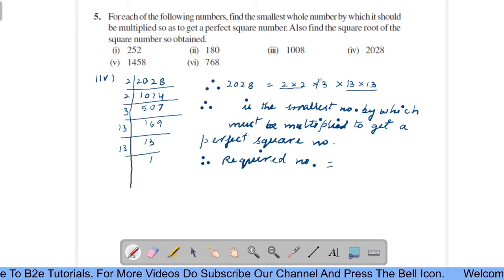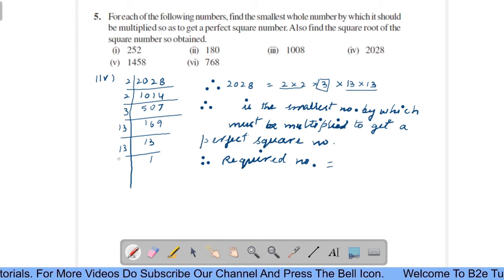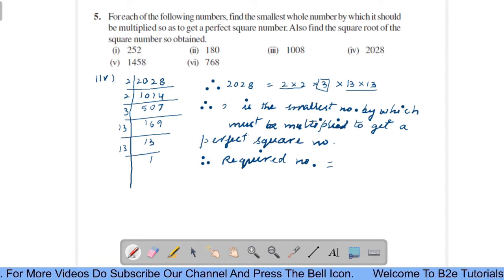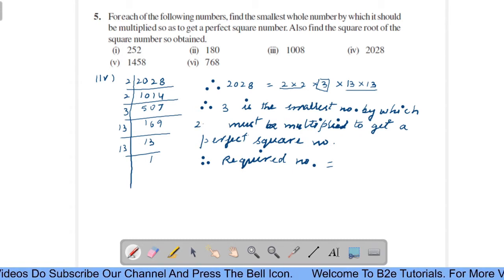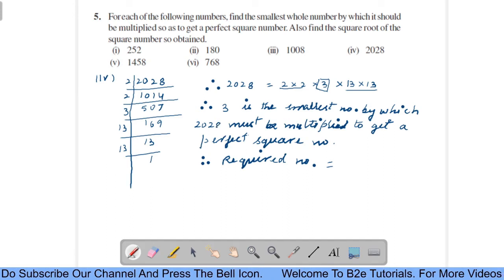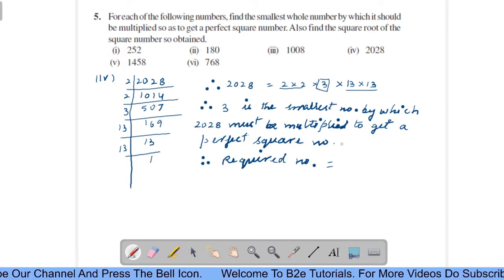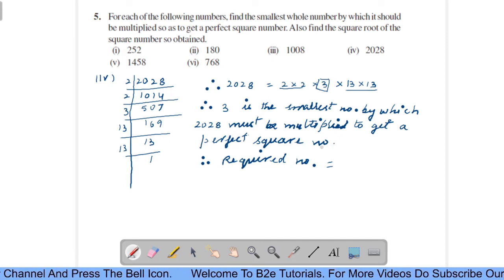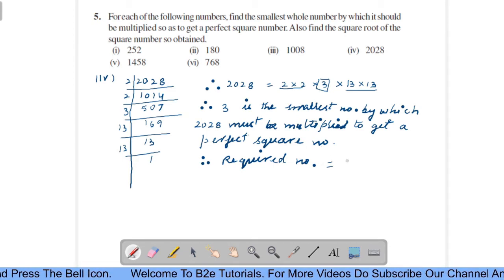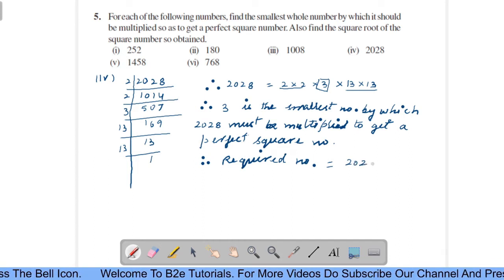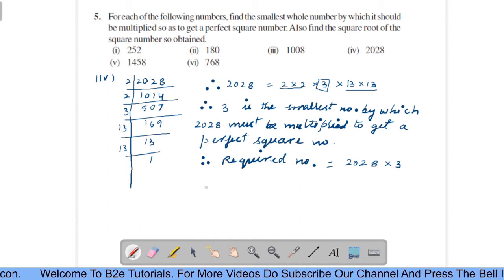Here we are unable to make pair of this 3. Therefore, 3 is the smallest number by which 2028 must be multiplied to get a perfect square number. Therefore, required number equal to 2028 multiplied by 3.